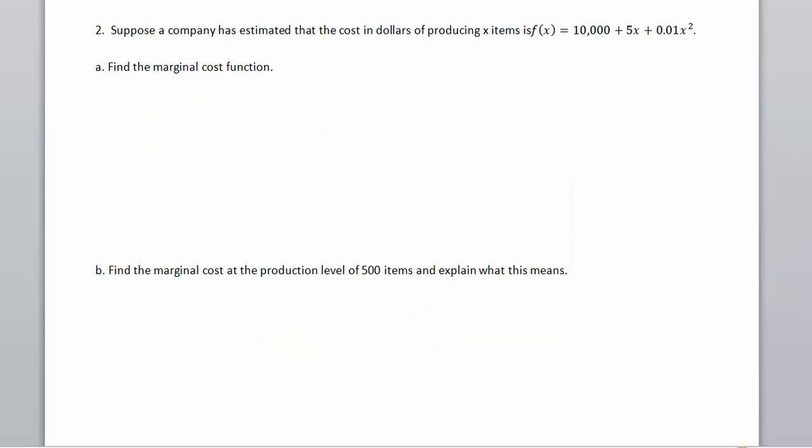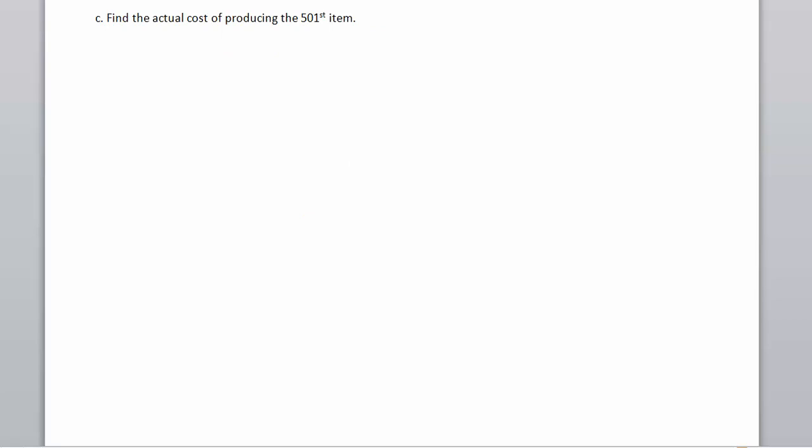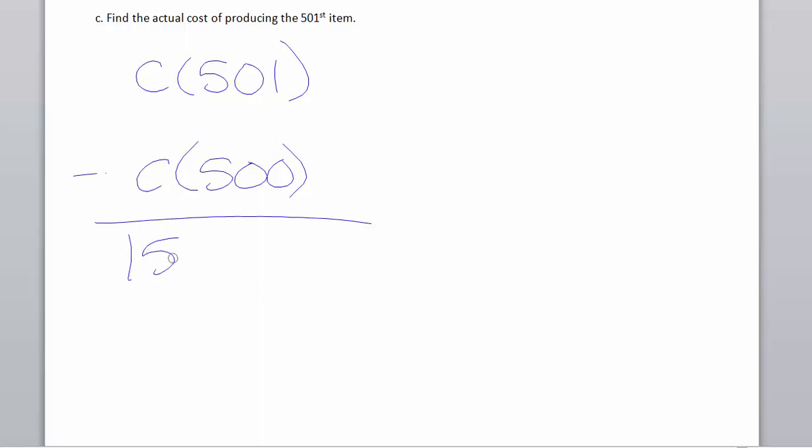And then I think I have one more question to go along with this. So the last one's find the actual cost of making that item. So now if I want to do the actual cost, if you plug 501 into the original, and if you plug 500 into the original function, and I subtract the two, that would actually tell me the difference. Okay, so if I go back to the original, plug these in, and subtract them, it comes out to be 15.01. Whereas the derivative told me 15, so it's really close. That kind of gives you an idea of what it's finding. So to make 501 of them, minus to make 500, it's $15 more to make the 501st thing versus the 500th.